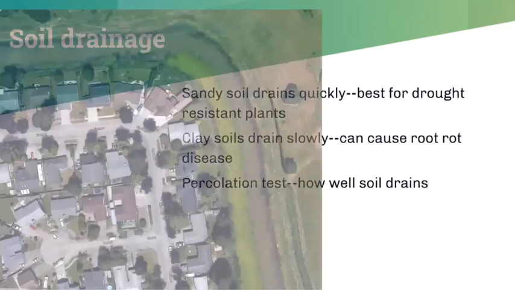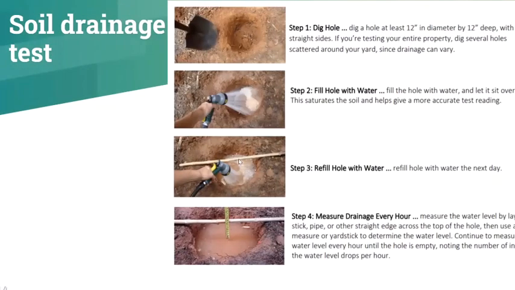So here's how you do a soil drainage test, a perk test. Basically, you dig a hole, fill it with water, let it drain, and then fill it with water again and see how long it takes to drain. If a soil drains around 2 inches an hour, then that's pretty good for most plants.